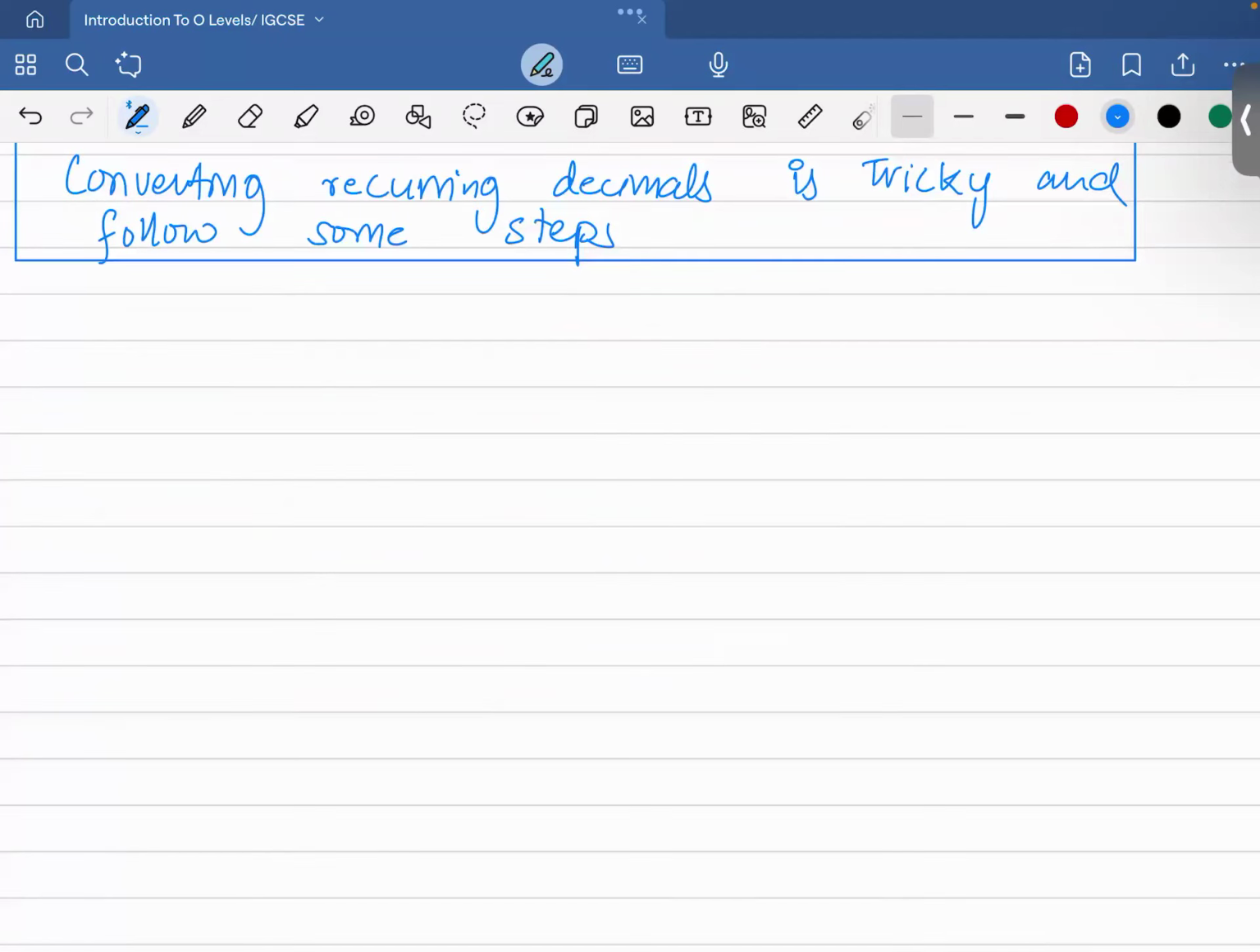For example, the demand of the question is: convert 0.17 recurring as a fraction. You get this question in Cambridge. How to answer this question? There are a few steps, you have to remember those. Now look at the question first of all. Step number one: let x equal 0.1777 repeating. Is this clear or not?